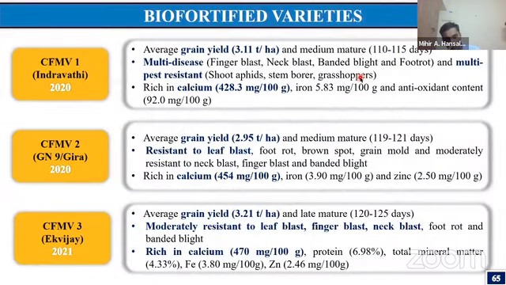Now, biofortified varieties like CFME 1, 2, and 3. CFME 1 is Indravati, released in 2020, with an average grain yield of 3.11 tons per hectare, multi-disease and multi-pest resistant, and calcium content of 428.3 milligrams per 100 grams. CFME 2, GN9 and Gira, released in 2020, is also resistant to leaf blast, and calcium is 454 milligrams per 100 grams. And CFME 3, Equij, released in 2021, is moderately resistant to leaf blast, finger blast, and neck blast, and rich in calcium, which is 470 milligrams per 100 grams.